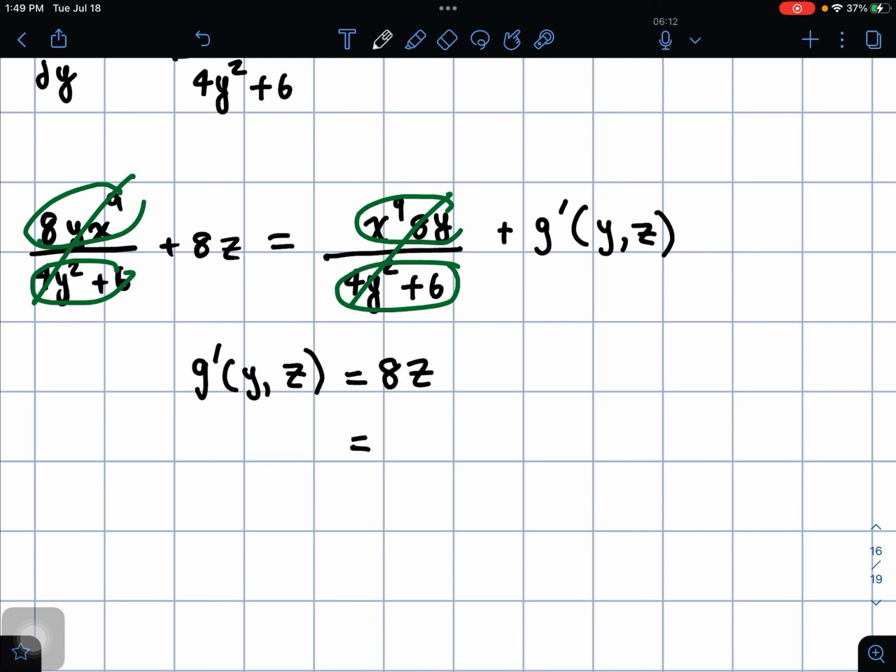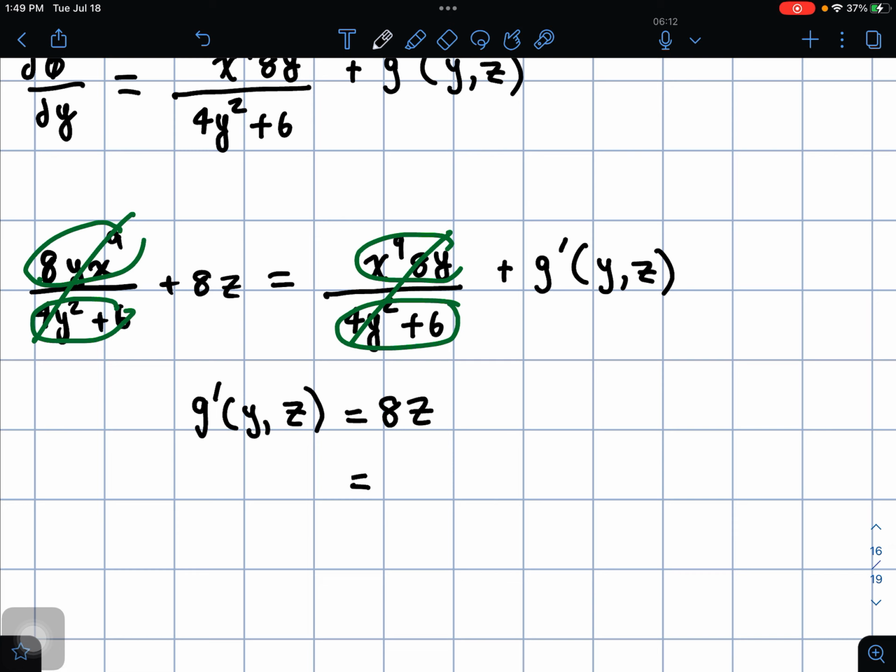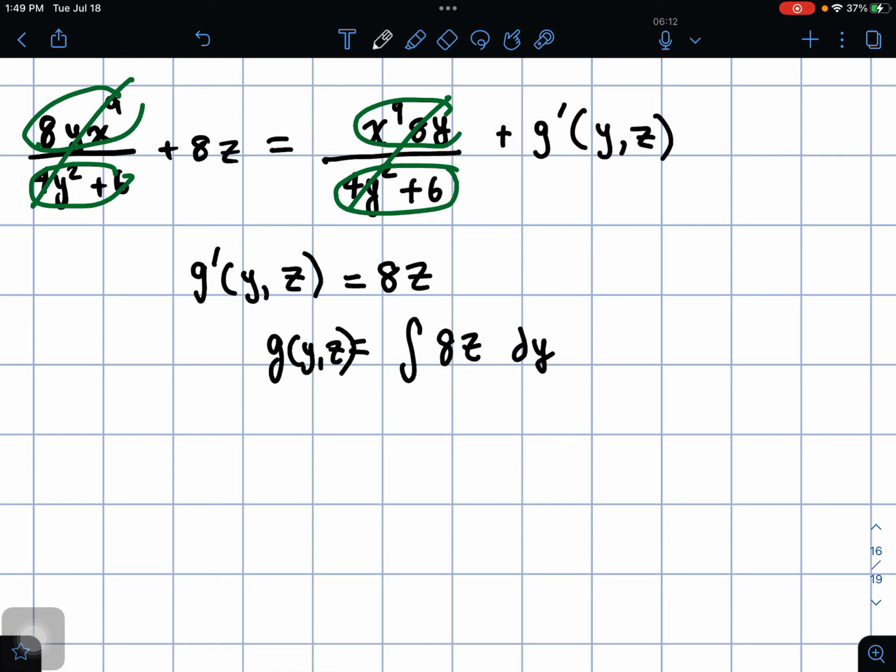Now what do we have to do? Also remember, this is with respect to y, right? So we have to integrate, but with respect to y. So g at y comma z will be the integral of 8z dy. Don't mess that part up. Because z is just a constant, you can just add an 8z. I think I know where I made a mistake.